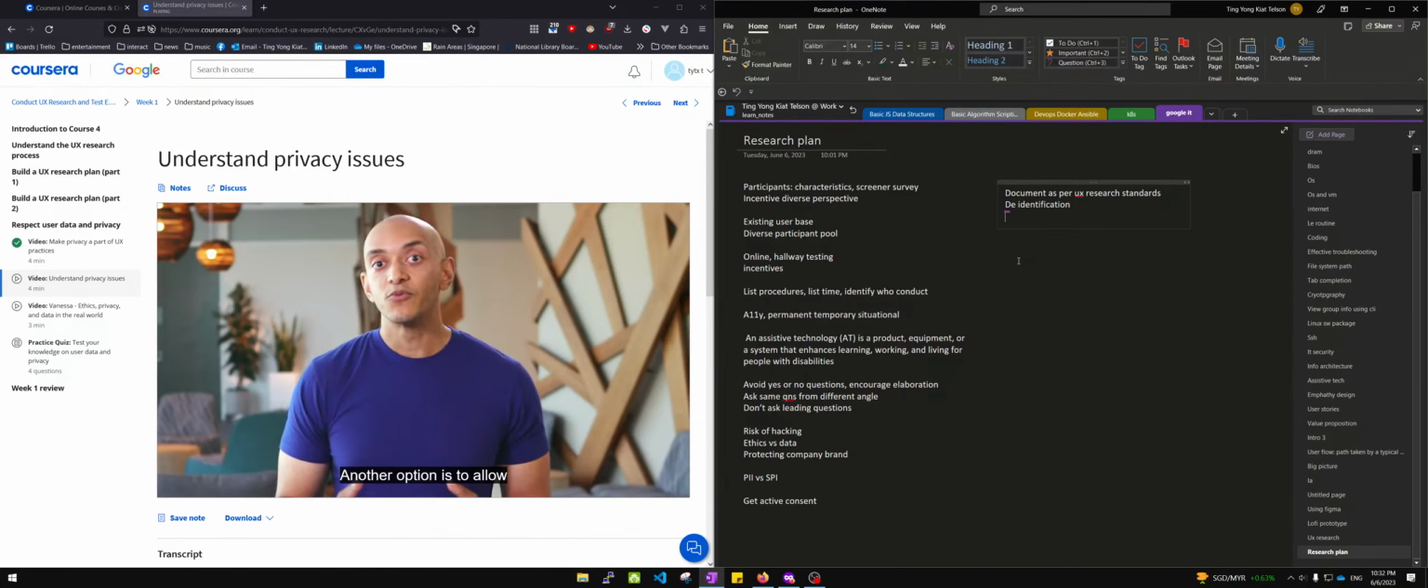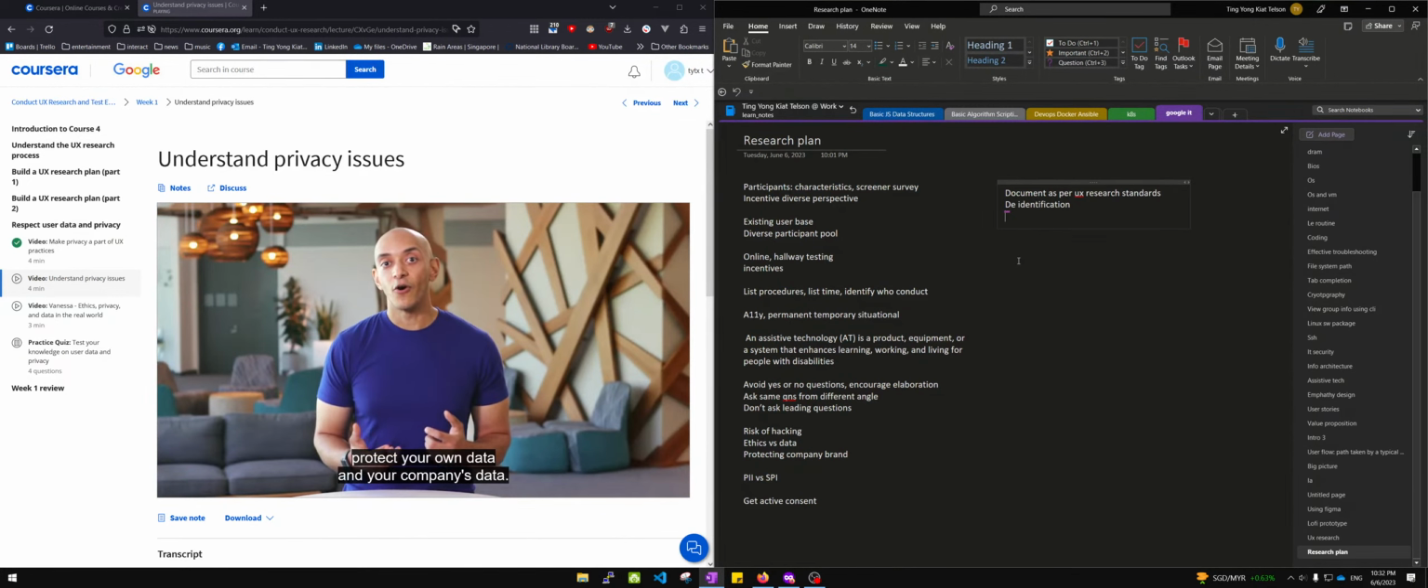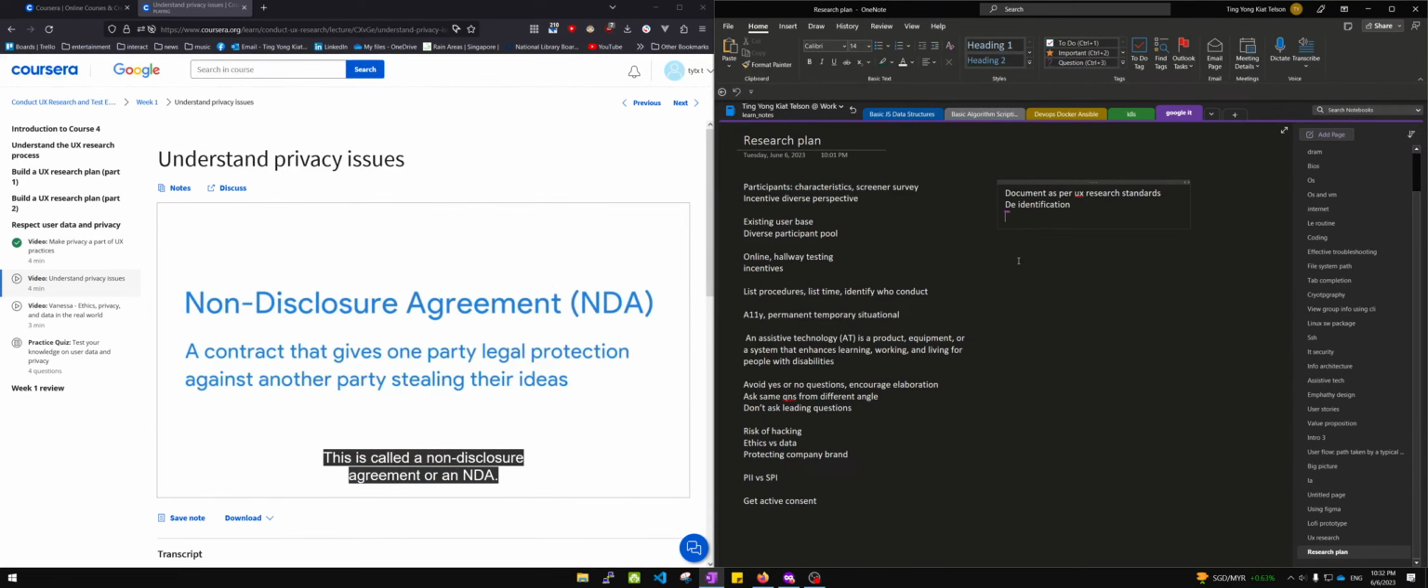Another option is to allow participants to choose their own fictitious name. This helps keep the human element instead of numbering participants like participant 1. The second tool helps protect your own data and your company's data. This is called a non-disclosure agreement, or an NDA. A non-disclosure agreement is a contract that gives one party legal protection against another party stealing their ideas.